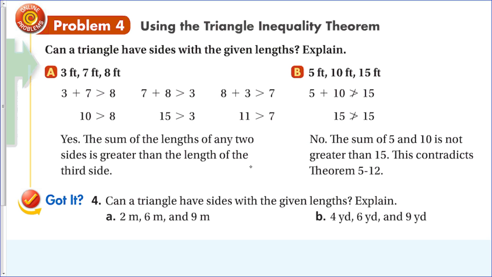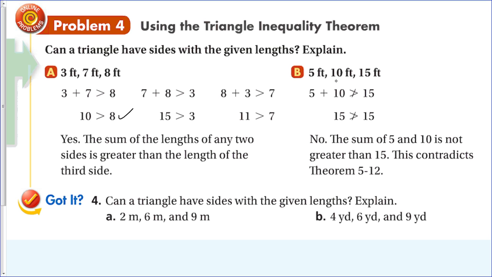This is basically what I just said. Can we have a triangle with these 3 lengths? Add the 2 smallest together, 3 and 7. That's 10. Is 10 greater than 8? Yes, it works. You don't really have to do the rest of these. They did it all 3 ways, but you really don't have to. Just find the 2 smallest, add them together, and see if it's greater than the largest. If it is, it'll work. You don't have to do the other 2 ways.